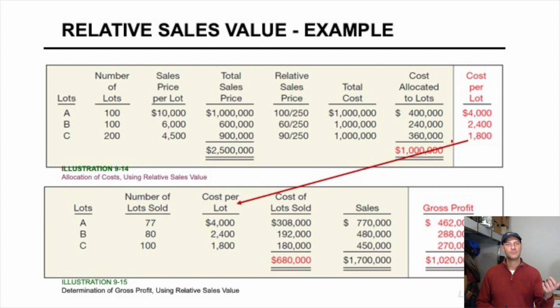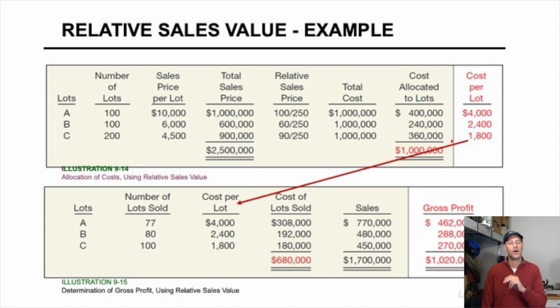They're going to have a total sales price of 600 out of the 2.5 million. So we did 60 divided by 250. Multiply that times our cost of $1 million gives us a total cost allocated to the B lots of $240,000, or $2,400 per lot. We can do the same thing with C. I'm not going to walk through it. And if you notice, our total cost allocated to lots equals $1 million, which it should. And we now know how much we're allocating per lot, our cost per lot.